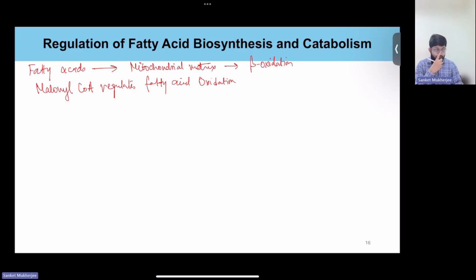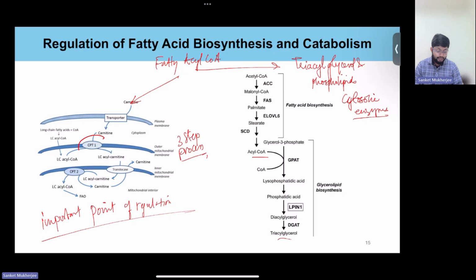How? Malonyl coenzyme A inhibits carnitine acyl transferase 1. And this is the very first reaction. As we already know, the carnitine shuttle has 3 enzymes, 3 steps. So the first one, CPT1, is inhibited using malonyl coenzyme A. And this is also increased due to high glucose.